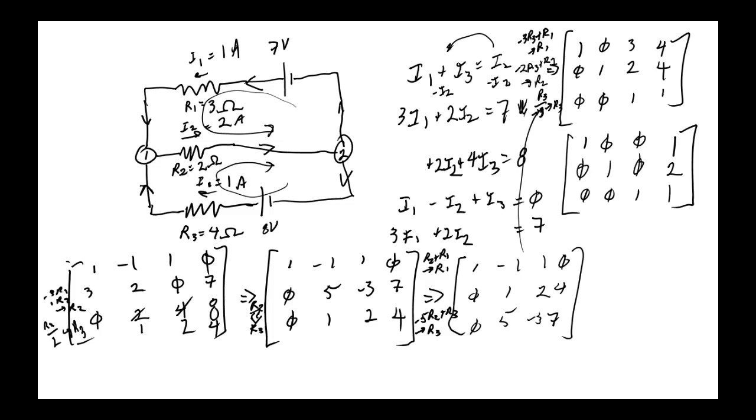2 times 2 is 4. 3 plus 4 is 7. That's your loop there. And coming this way, 4 times 1 is 4. Plus 4 is 8 this way. Yep. Everything seems to balance. And we seem to have found our currents. Okay. I1 is 1 amp, I2 is 2 amps, and I3 is 1 amp.